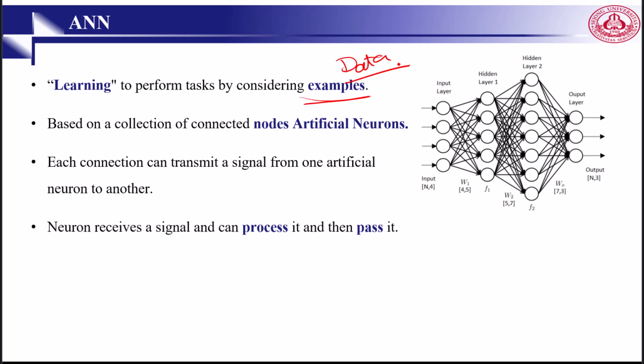Artificial neural network is based on a collection of connected nodes, or you can say artificial neurons. Artificial neurons are analogous to a biological brain. Each connection can transmit a signal from one artificial neuron to another, like synapses in a biological brain. So an artificial neuron that receives a signal can process it and then signal additional artificial neurons connected to it.